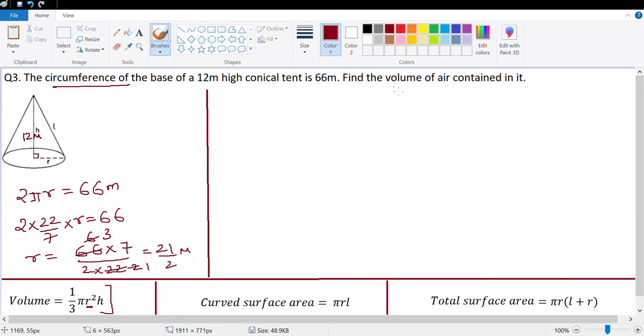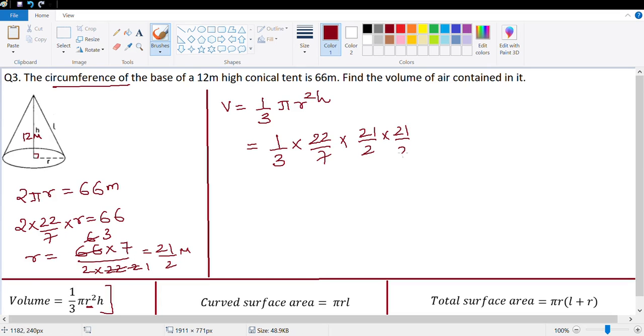Now we need to calculate the volume. So we know volume is given by the formula 1 by 3 pi r square h. Let's substitute values. 1 by 3 pi is 22 upon 7. R we calculated as 21 upon 2 multiplied with 21 upon 2 into h. Height is given as 12. So this is 7 into 1, 7 into 3, 3 into 1, 3 into 1. This is 2 into 1, 2 into 6, 2 into 1, 2 into 3.